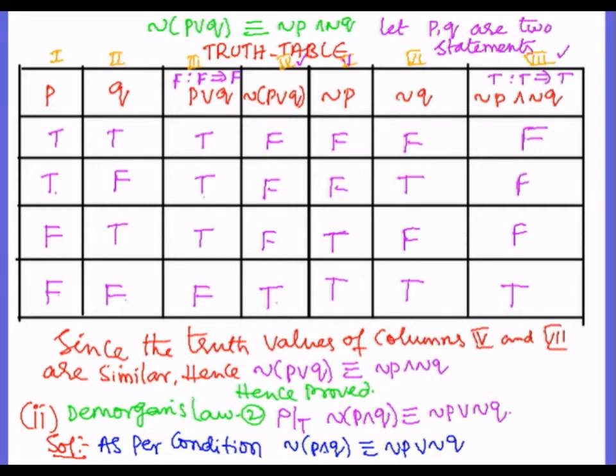Then now, the next logical step: the condition which is to be proved is that negation of P and Q is identically equal to negation of P or negation of Q. But here, let us suppose P and Q are two statements, or in other words two simple statements.